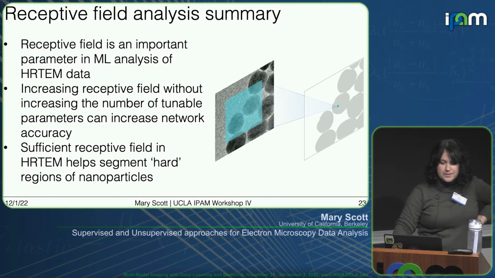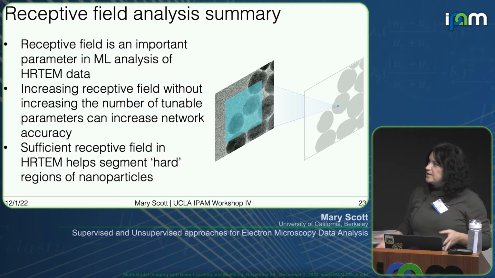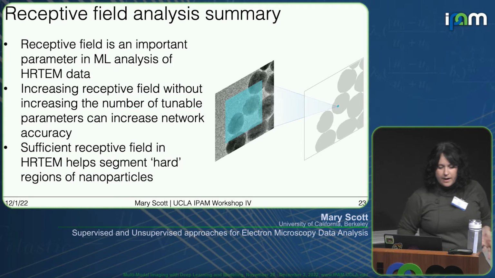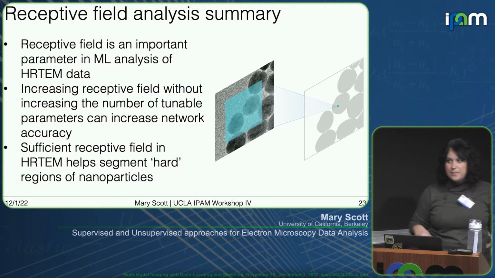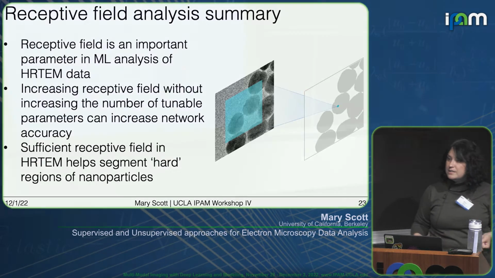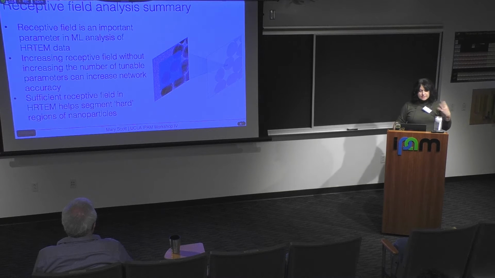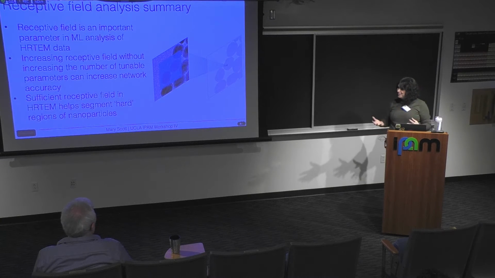So that checks out. To summarize, receptive field turns out to be something to think about when you are optimizing a neural net for analysis of HR EM data. Increasing the receptive field without increasing the number of tunable parameters, by using a larger max pooling operation or a dilated kernel if you want to get fancy, can increase the network accuracy without increasing the number of parameters and risking overfitting. And again, this is getting into more intuition and just our own thoughts, but we do feel that sufficient receptive field, especially in that phase contrast dominated space, helps segment the difficult regions of nanoparticles where understanding texture would be important to segmenting those regions.